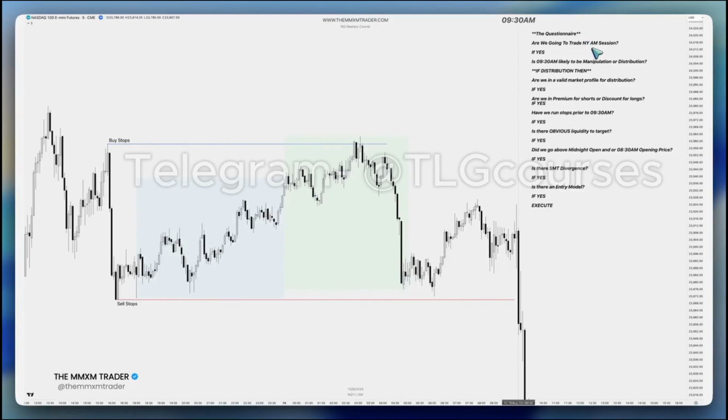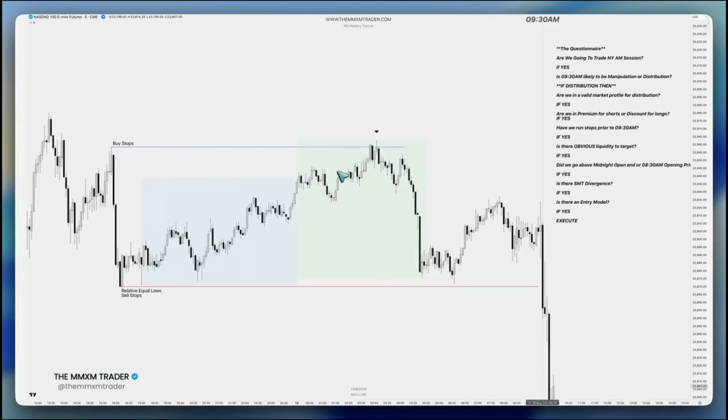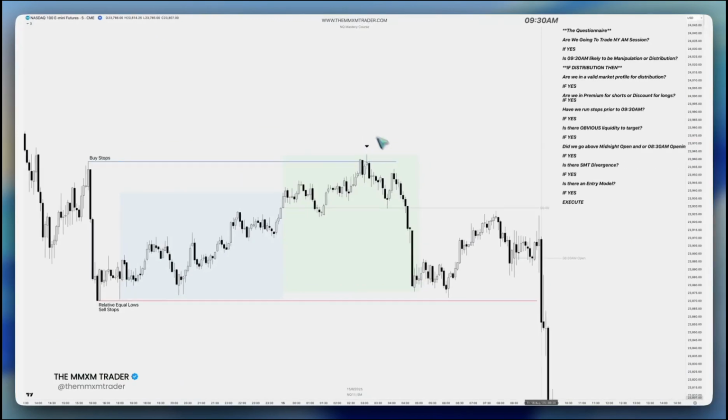Are we going to trade the New York AM session? Asia, and then London. It's not extremely overly extended, so yes. Is 9:30 a.m. likely to be manipulation or distribution? Okay, yes. Why? Because of this framework here. We're back in a premium also. From this low to this high, we're in a premium of the overall range we're working within. And we're also in a premium from this high to this low, right? So extremely deep in premium, right? There's that high.